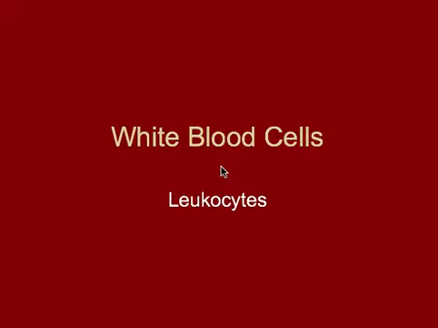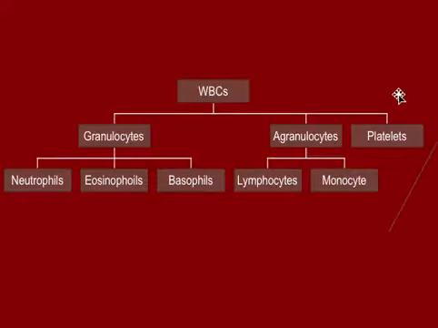This is the second part of the blood lecture, and we're going to talk about white blood cells. If you haven't seen the first part, go back and do that. We're going to talk about different types of white blood cells and what their functions are in the body. If you look at white blood cells, they're arranged like this.